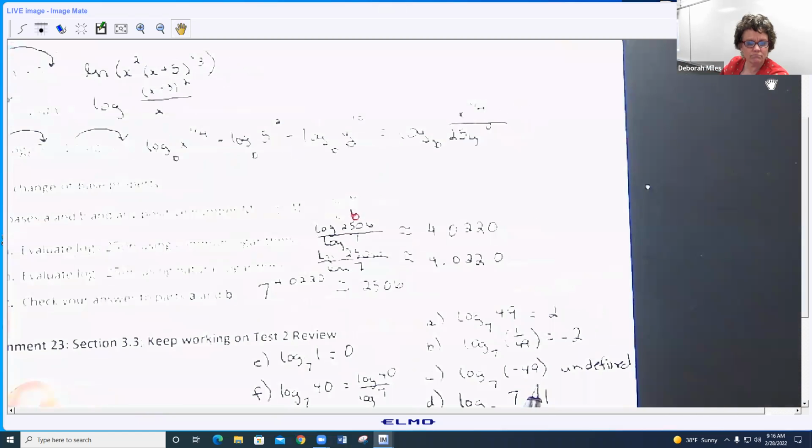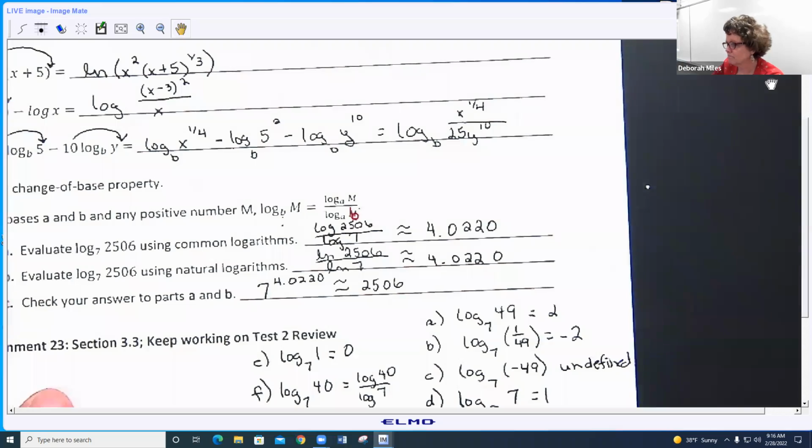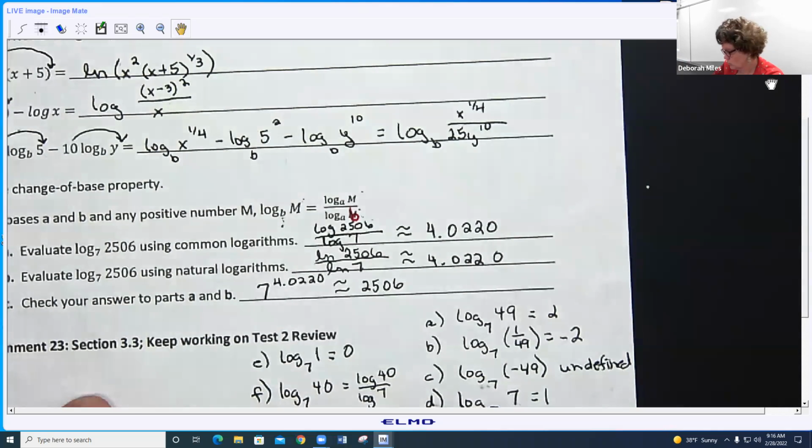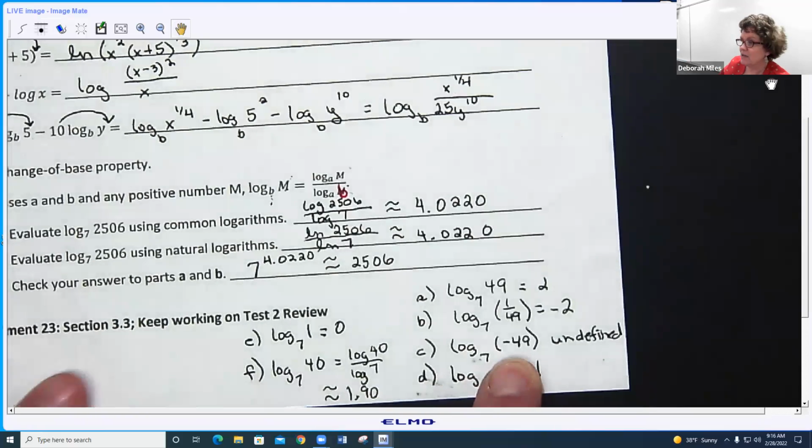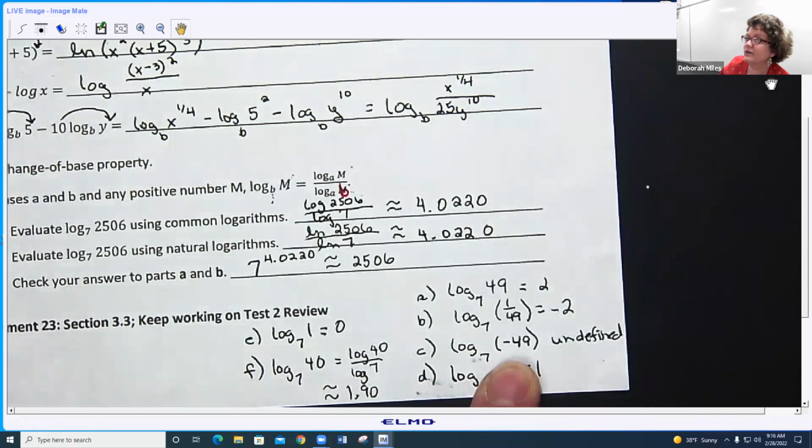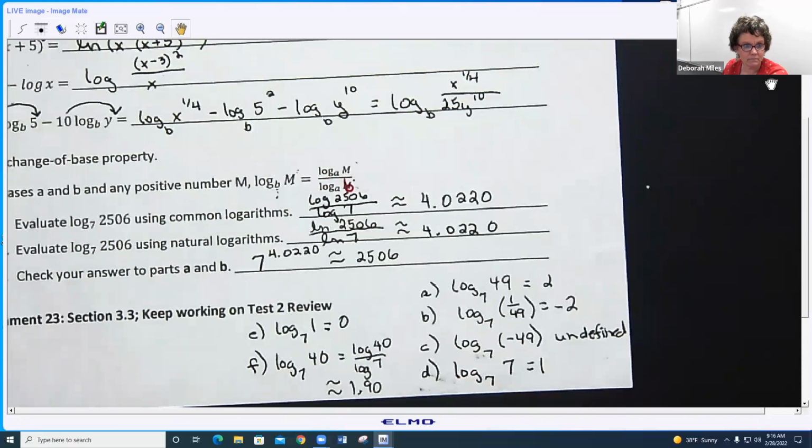Yes, ma'am. So for parts where it's undefined, would you ever be looking for 2i? I know you can't have the negative base. The log of a negative is not the same as the square root of a negative. Yeah, that's just undefined. All right.